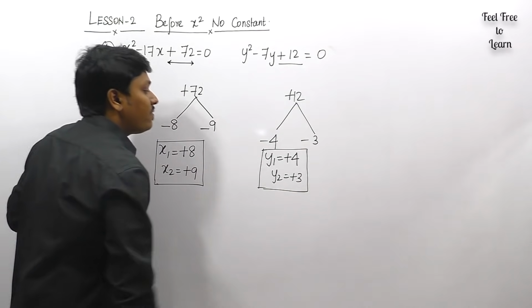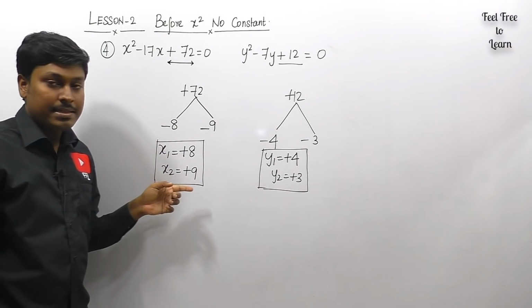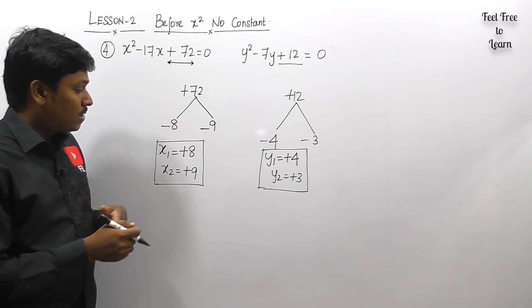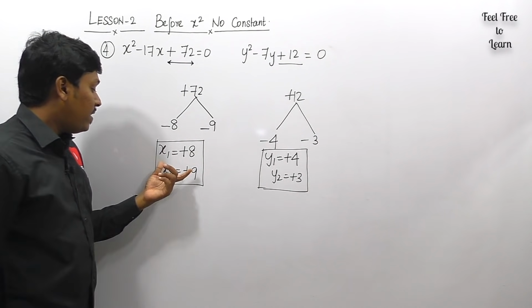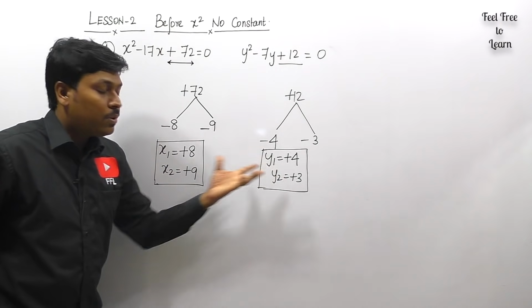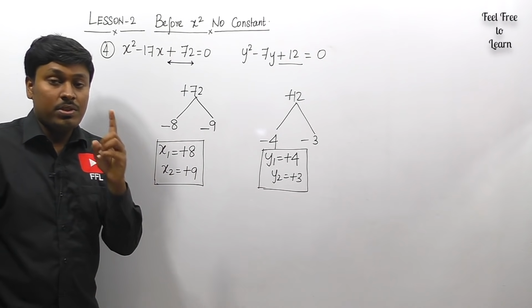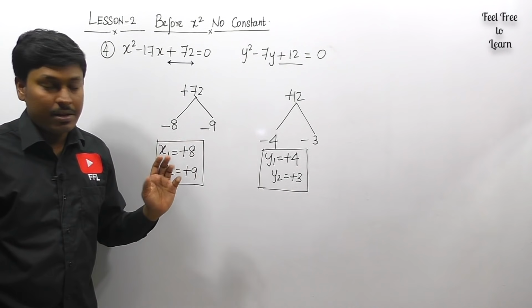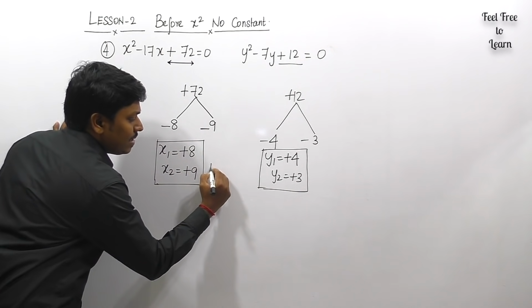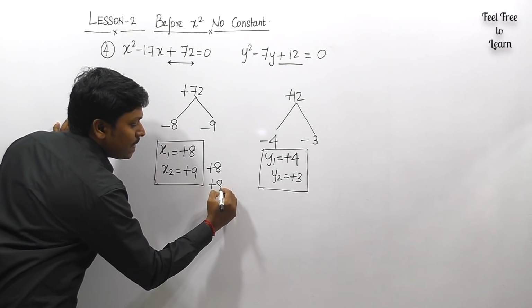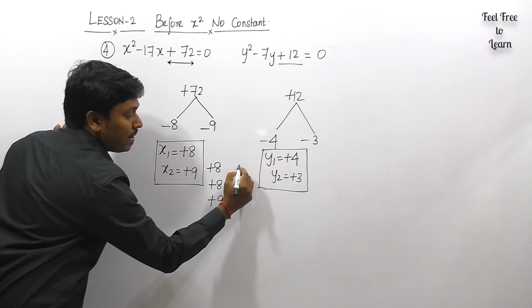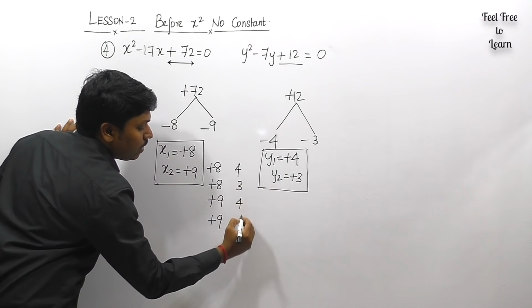So finally we found the factors: x will be plus 8 and plus 9, and y will be plus 4 and plus 3. Now we need to compare these. The concept behind comparing is that we need to compare all the x values with the y values. So friends, kindly don't jump to this lesson without watching lesson number 1, because you won't know how to compare the values. Here it is plus 8, right? So plus 8 and plus 8 are the x values, and the second x value will be plus 9 and plus 9. So the y values are 4, 3, 4 and 3.